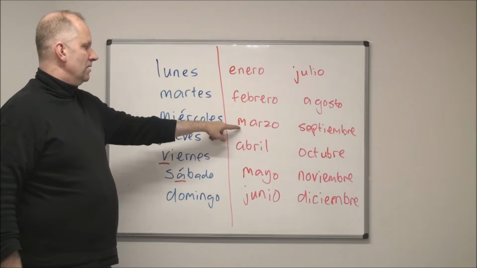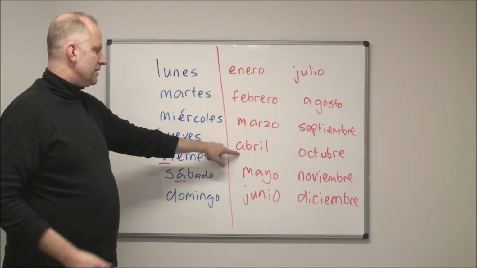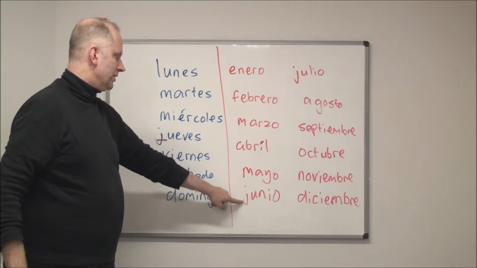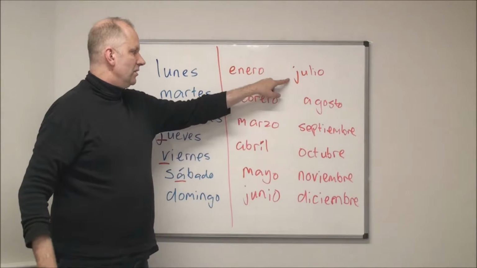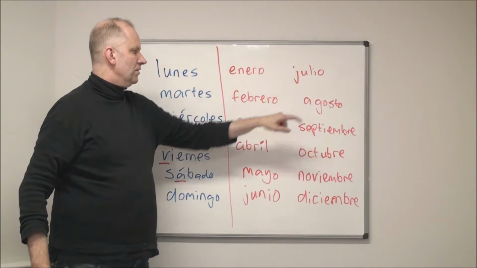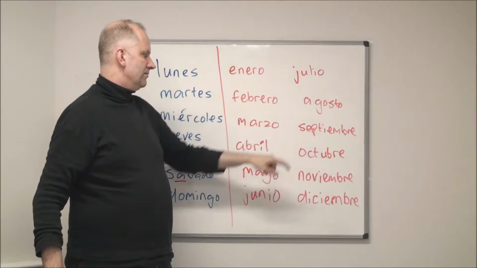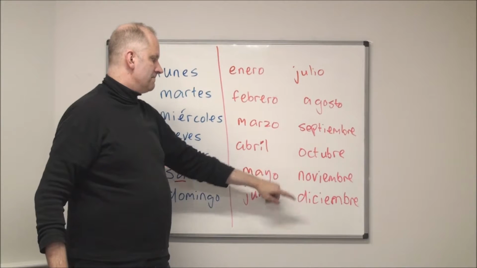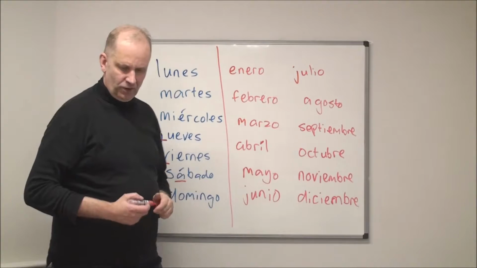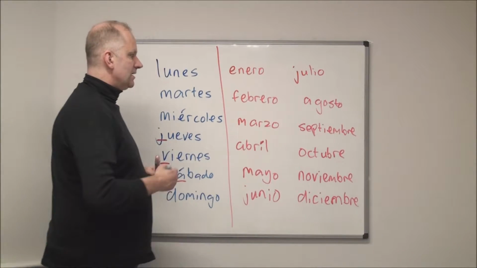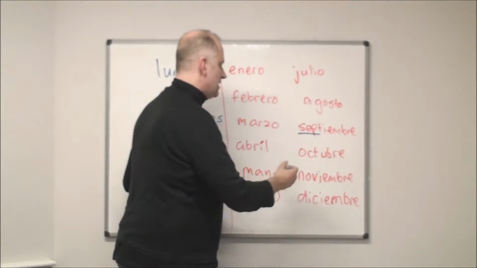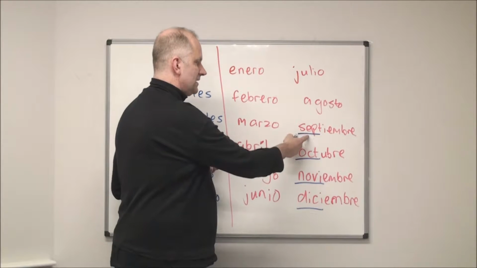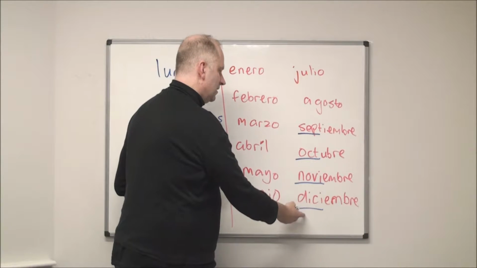febrero, marzo, abril, mayo, junio, julio, agosto, septiembre, octubre, noviembre, diciembre. Also, if you think back to the numbers from 1 to 10, you've got siete, so it's basically 7th, 8th, 9th and 10th.